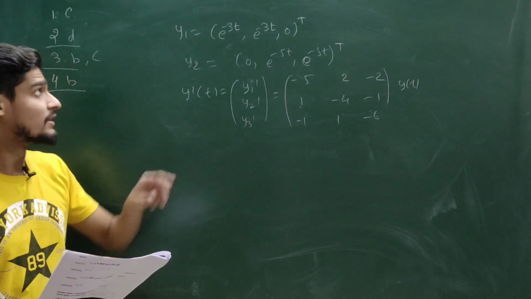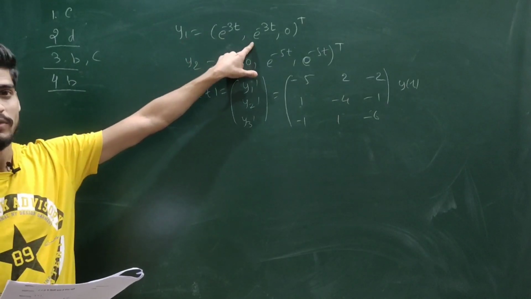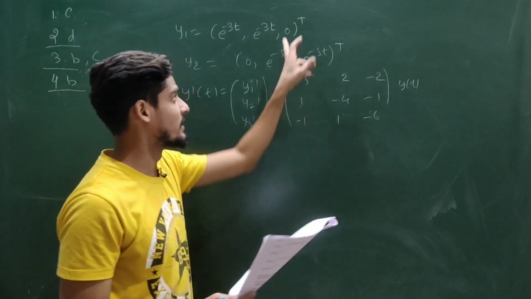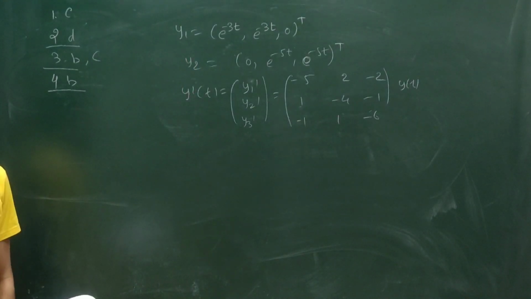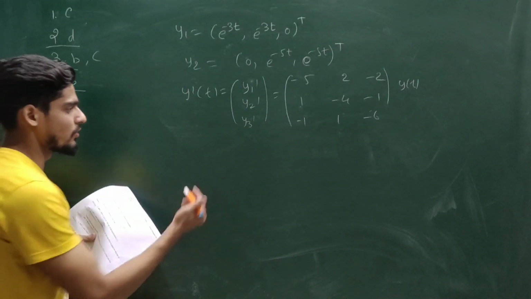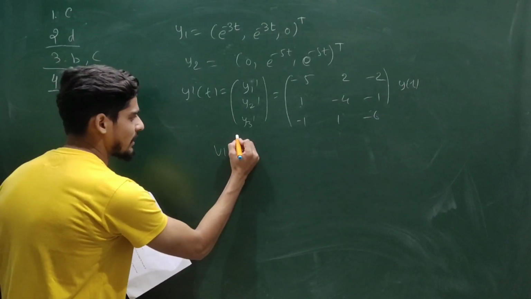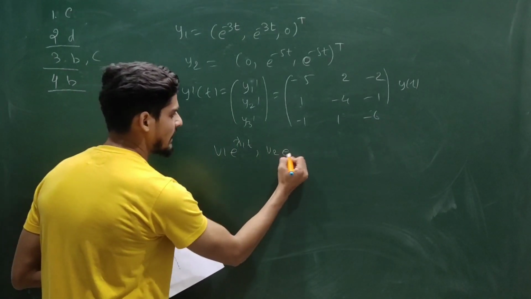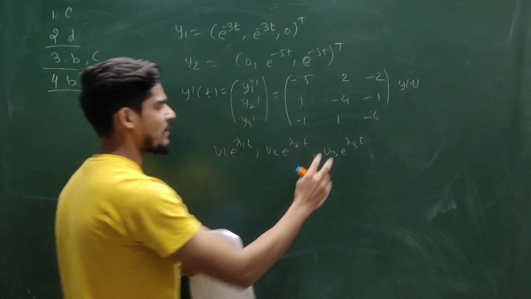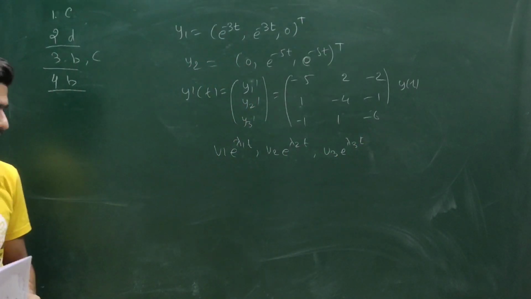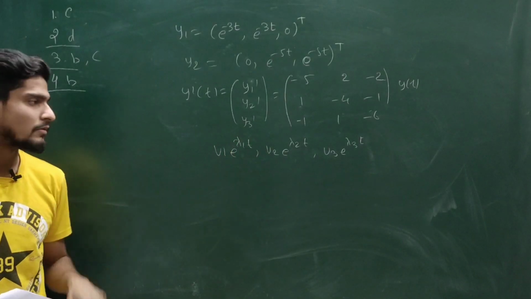because they have not told you that these are solutions. So you cannot consider these two vectors as solutions. So you have to verify these are solutions. How will I verify? Because my solution is of this format: v1 e^(λ1 t), v2 e^(λ2 t), v3 e^(λ3 t), provided I am having 3 distinct linearly independent eigenvectors.